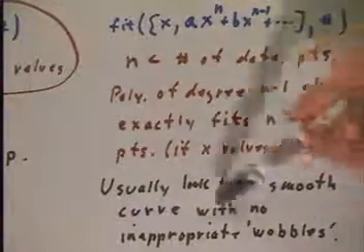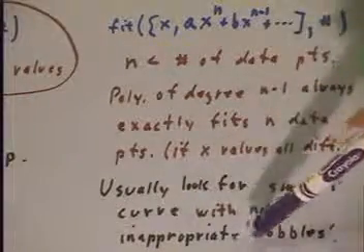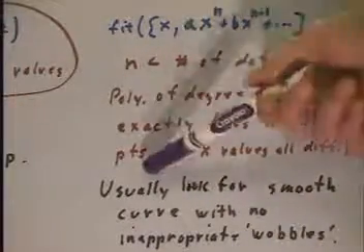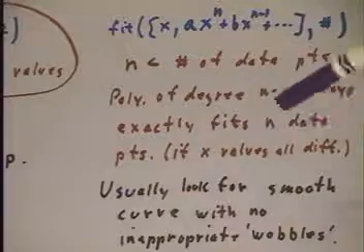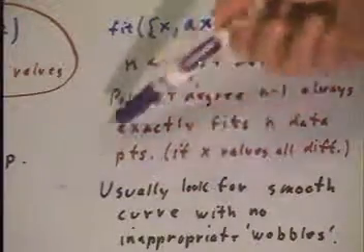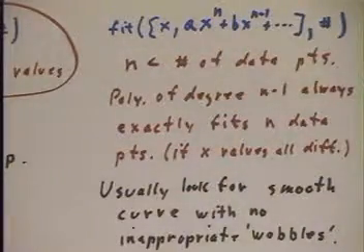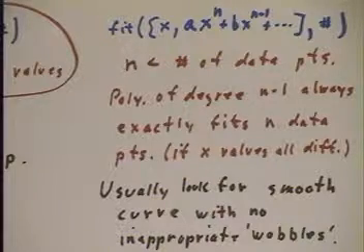So what we usually look for in a good fit is a smooth curve that doesn't have any inappropriate wobbles, where we're chasing errors around and getting weird looking or inappropriate curves as a result.